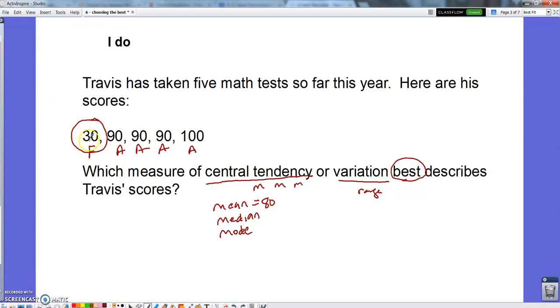So whenever you see an outlier, they mess with the mean so much that you're not going to want to choose that one. When you see an outlier, you want to throw mean out the window. It's no good.